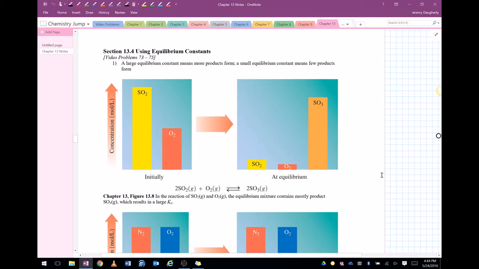Section 13.4, using equilibrium constants. After this video, go check out video problems 73 through 75. So we're just going to talk about the big picture. The video problems will do the actual calculations as normal.